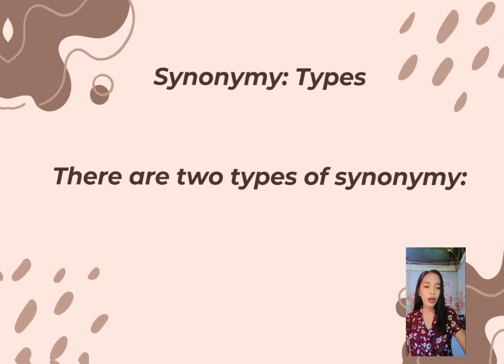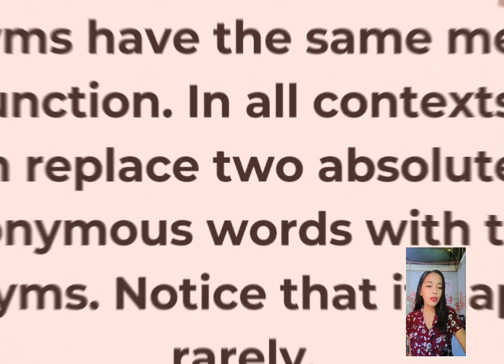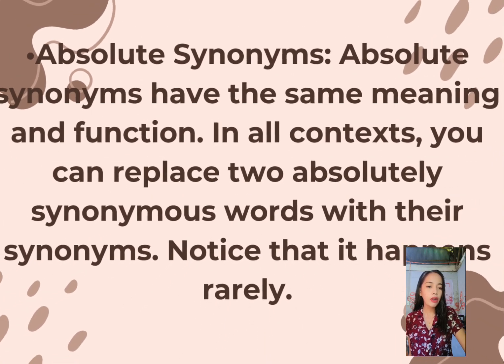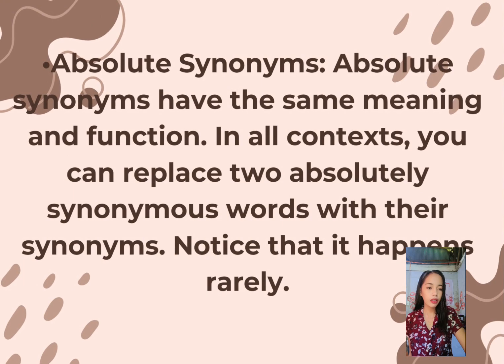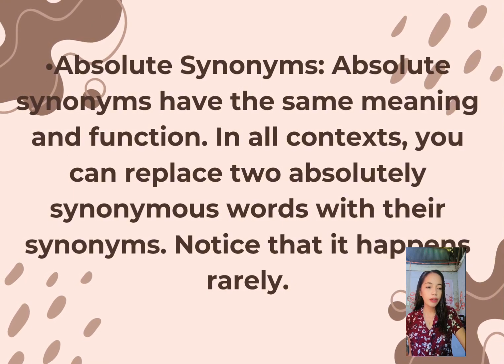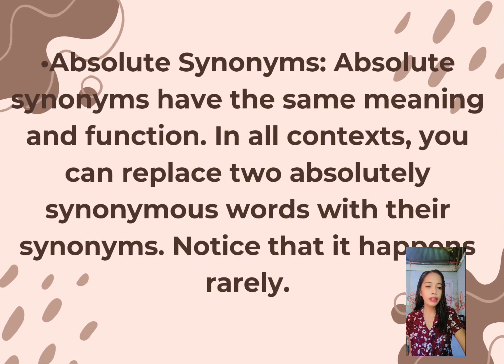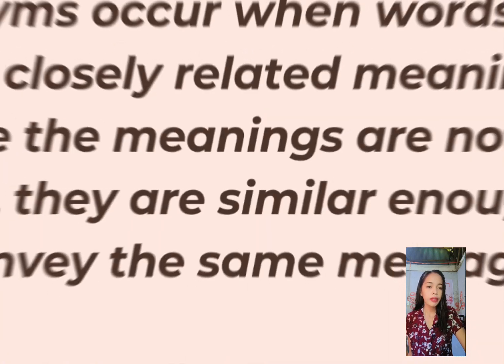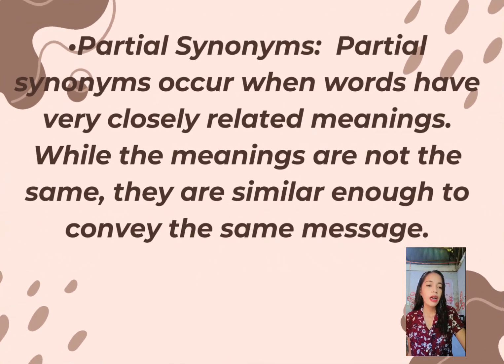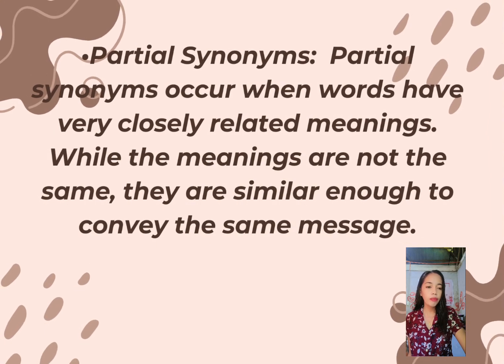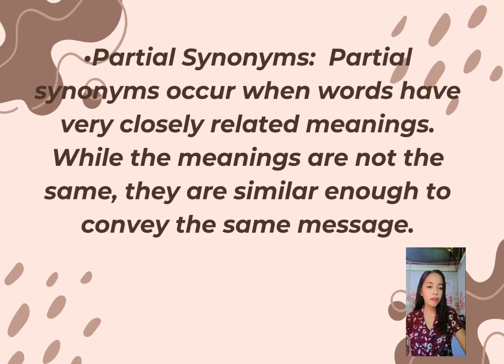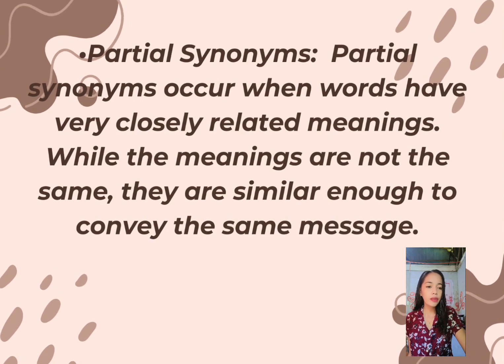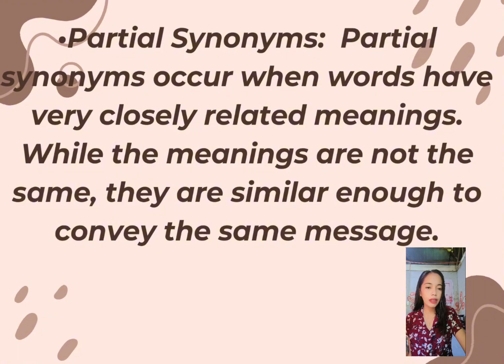There are two types of synonymy. Absolute synonymy: absolute synonyms have the same meaning and function, in all the contexts where you can replace one of two absolutely synonymous words with the other. Notice that this happens rarely. Partial synonymy: partial synonyms are words very closely related in meaning, while the meanings are not the same. Thus, they are similar enough to convey the same message.